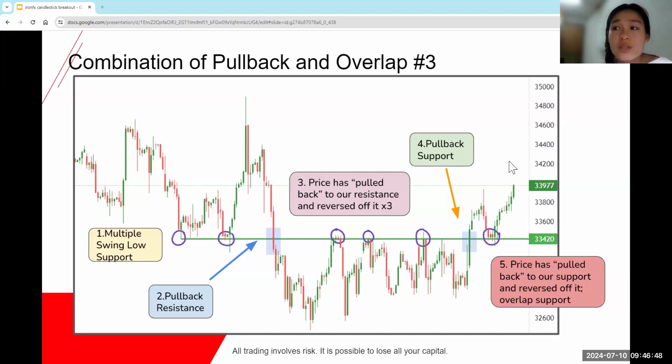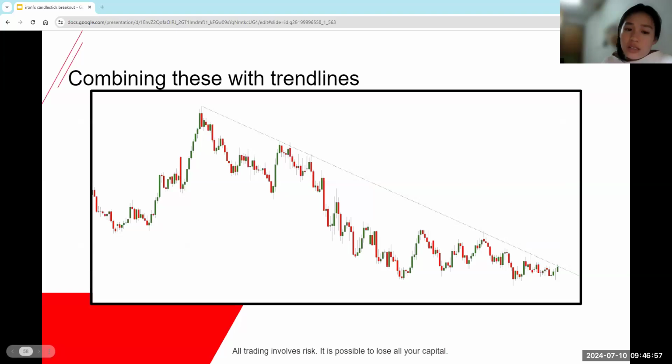So all of these levels, combined with your ability to spot candlestick formations and also with your trend lines, trend channels, and indicators, as well as Fibonacci, will help you to form confluence and help with your analysis.